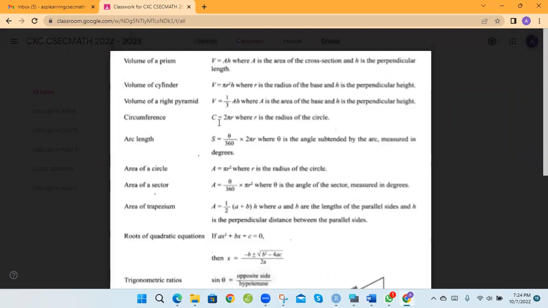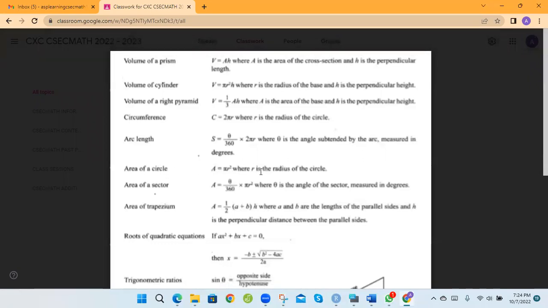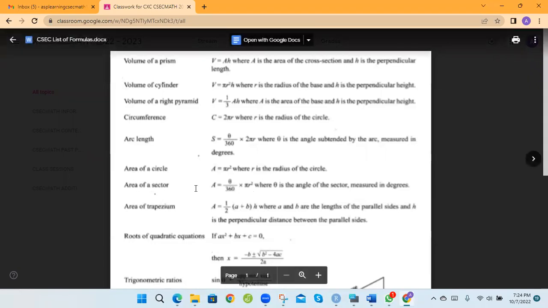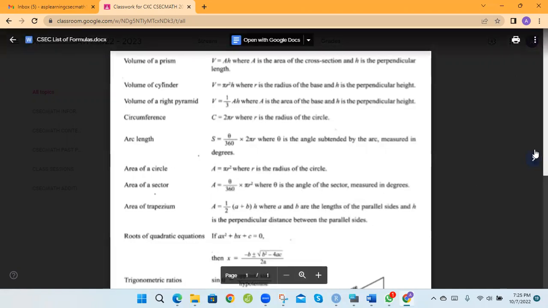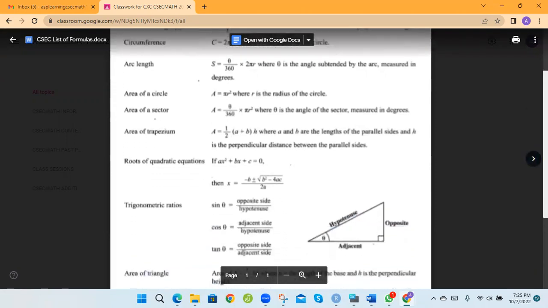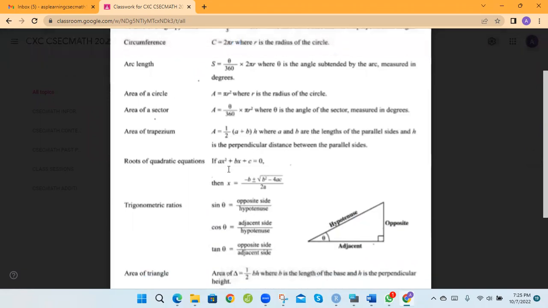Circumference of a circle, C is equal to 2 pi r, where r is the radius of the circle. Arc length, S is equal to theta over 360 times 2 pi r, where theta is the angle subtended by the arc measured in degrees. Area of a circle is equal to pi r squared, where r is the radius of the circle. Area of a sector A is equal to theta over 360 times pi r squared, where theta is the angle of the sector measured in degrees. Area of a trapezium A is equal to half times (a plus b) H, where a and b are the lengths of the parallel sides, and H is the perpendicular distance between the parallel sides.